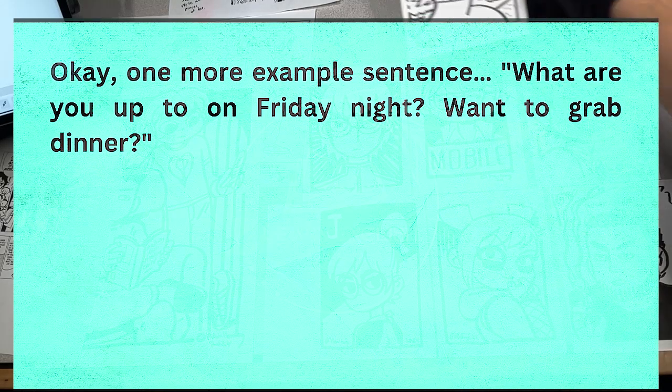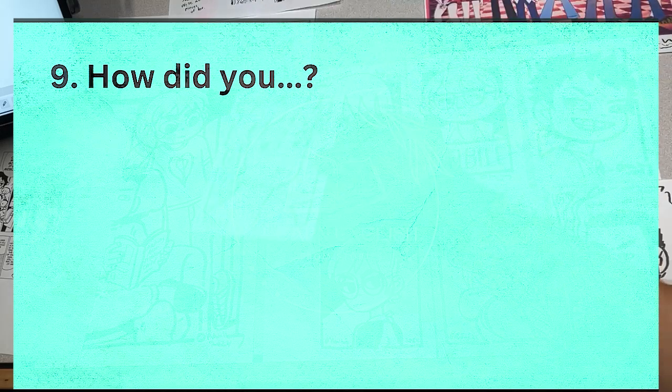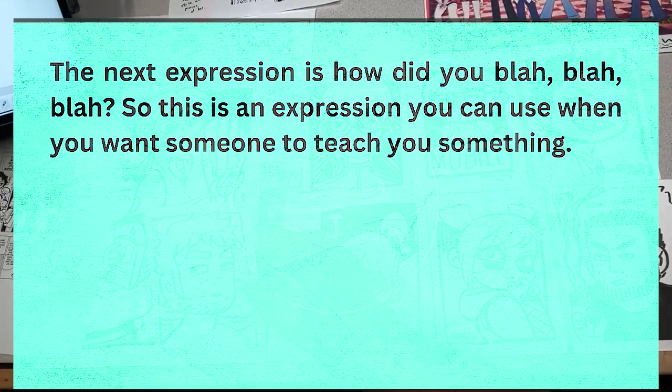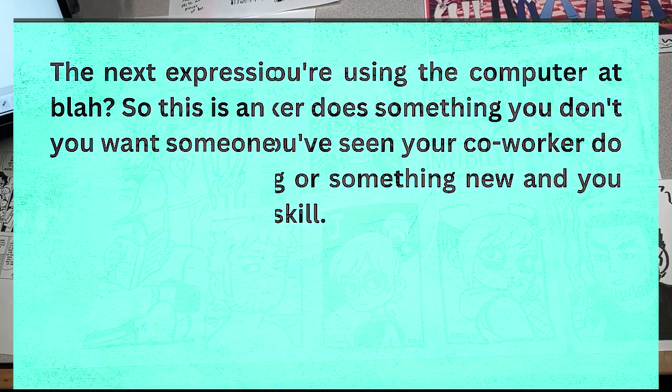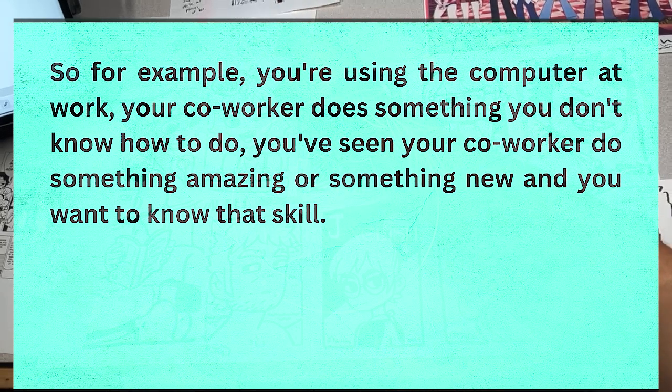Okay, one more example sentence. What are you up to on Friday night? Want to grab dinner? Number 9. The next expression is, how did you blah blah blah? So this is an expression you can use when you want someone to teach you something. So for example, you're using the computer at work. Your coworker does something you don't know how to do.